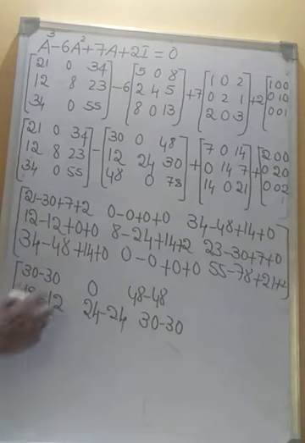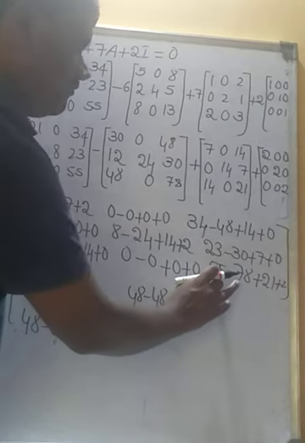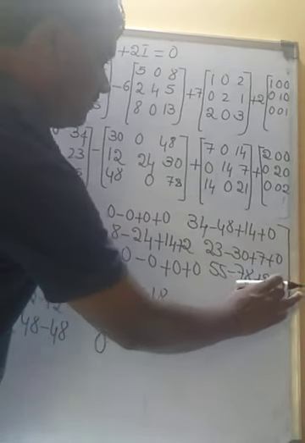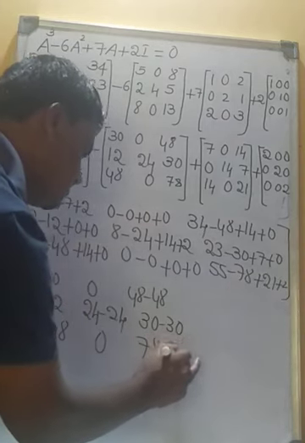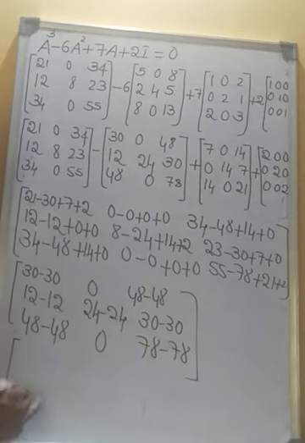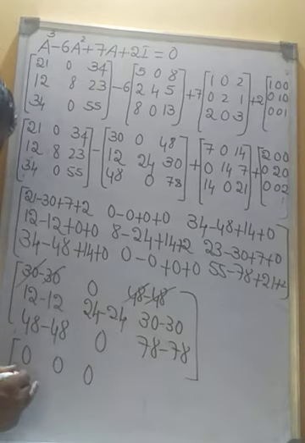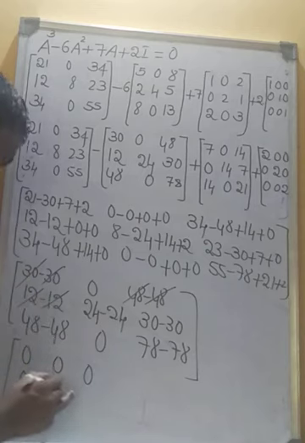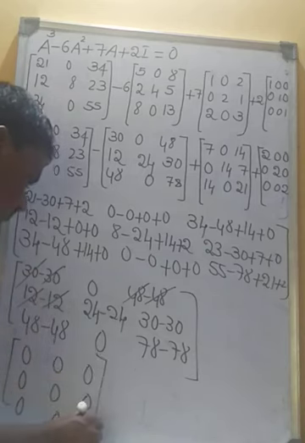34 plus 14, 48 minus 48, 0. 55 plus 57, 58, 68, 78 minus 78 is 30, 30 cancellation 0, again cancellation 0, 0, 0, 0, 0, 0, 0.